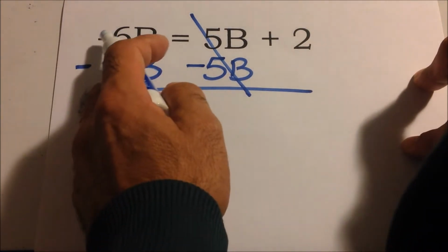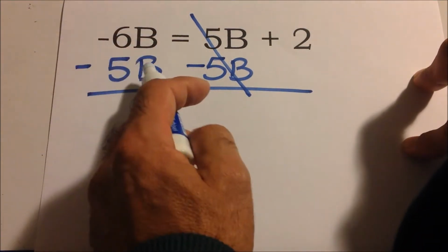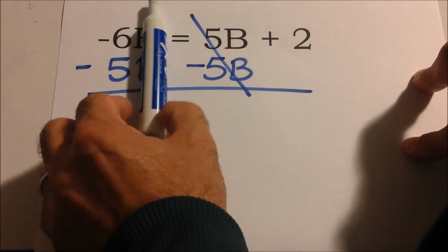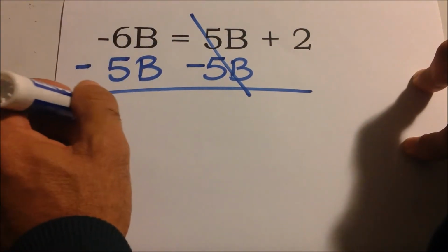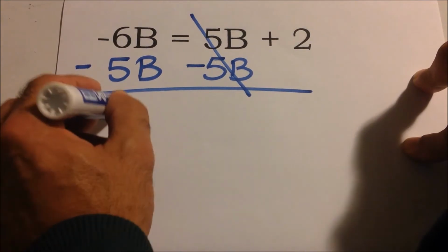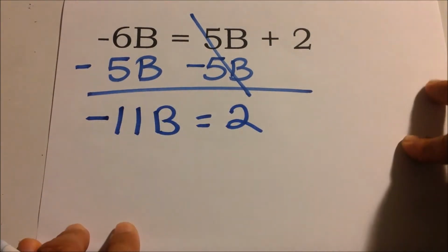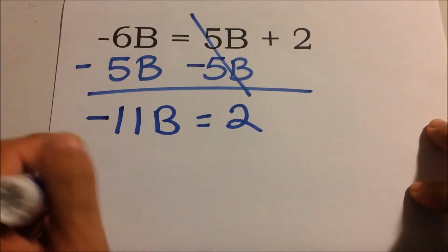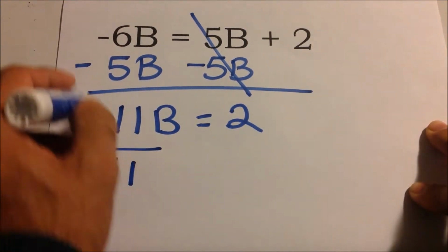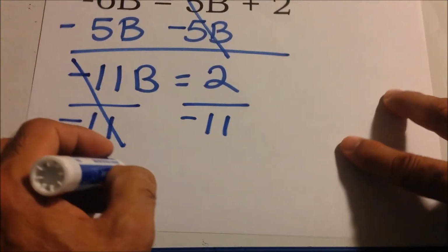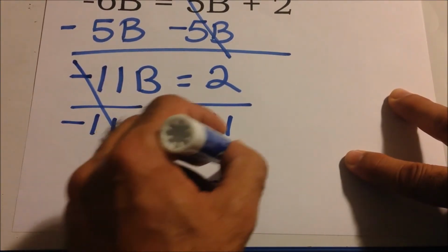So now we have a minus 6b minus 5b. You could just ignore the b's for now and just say minus 6 minus 5. Right? So that becomes keep change change, a minus 11b equals 2. So the b is not alone yet, so we have to divide the negative 11 on both sides. And b would equal negative 2/11.